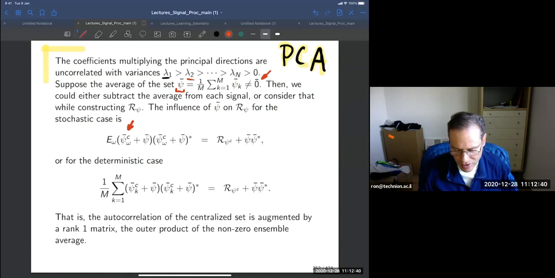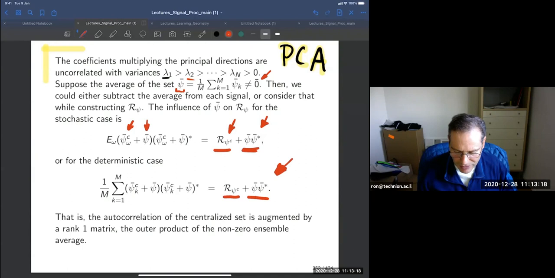This is the vector for which the average is zero. And this is the non-zero shift, okay? This is the average, which is non-zero. And if you look at the autocorrelation, it would be equivalent, we have seen it before, to the autocorrelation of the centralized vector and the outer product of the average one, okay? So again, this goes for non-deterministic as well as for deterministic functions. So if you know what the average is, there is a way to always subtract it from the autocorrelation matrix and obtain the more efficient PCA, if you will.